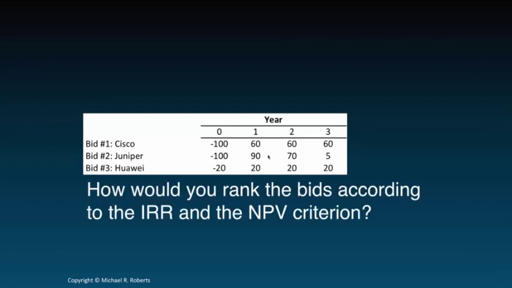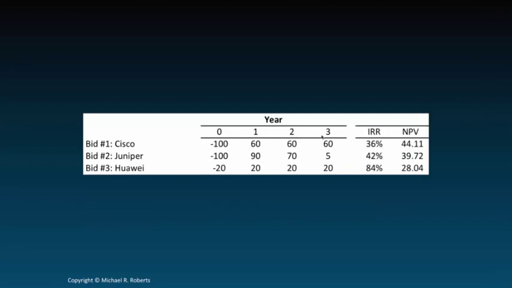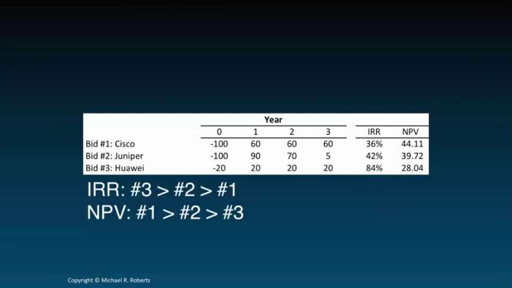Well, we know how to compute the IRR and NPV. We just repeat what we did for Cisco or what we've done in past lectures. And you can get this set of IRRs and this set of NPVs. And what you quickly see is that the IRR ranking is that the Huawei number 3 bid is better than the number 2 bid from Juniper, which is better than the number 1 bid from Cisco. The exact opposite ranking relative to what NPV tells us.